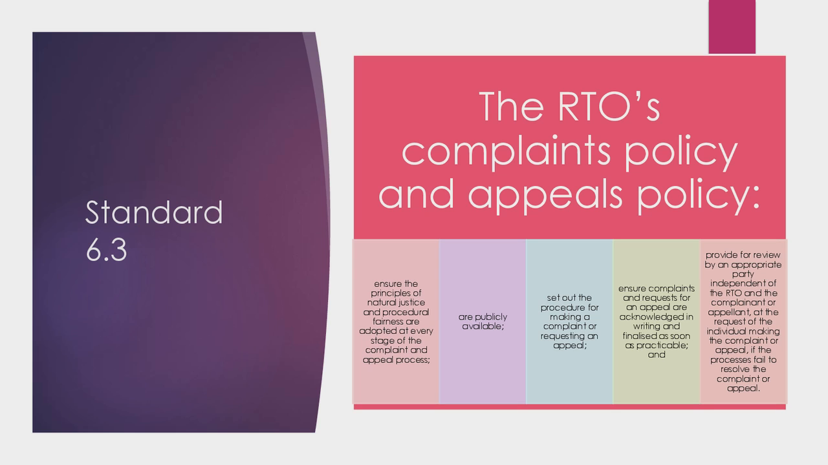So within the Q&C manual, the student handbook and the trainer's handbook, we ensure that the policies and procedures ensure the principles of natural justice and procedural fairness are adopted at every stage of the complaint and appeal process. That's where we've got the time frames. So that's what that means. On the form, we've got time frames of when you're going to do things.